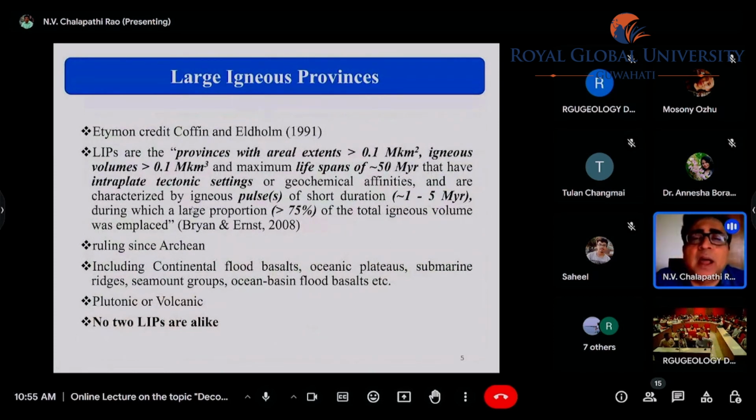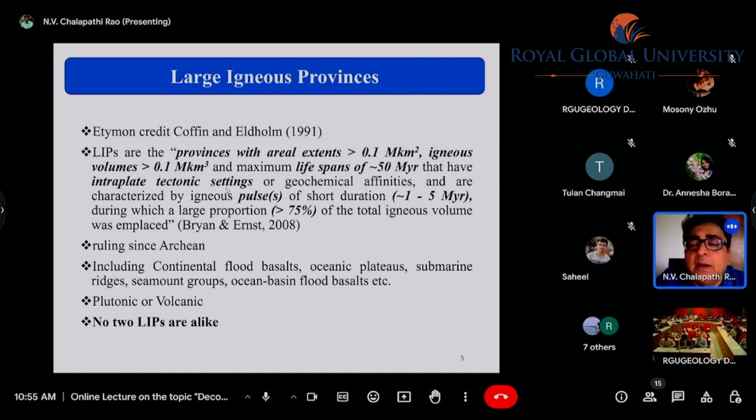Now this word large igneous province was coined in 1991. It's not a very old term. It was coined by two geologists. What they tried to define was that these provinces have an areal extent of almost 0.1 million square kilometers with huge volumes of magma eruptions, and they have a lifespan of 50 million years. That means the eruptions happened over around 50 million years. And the other important point is they are all intraplate settings. That means they are away from the plate boundaries.